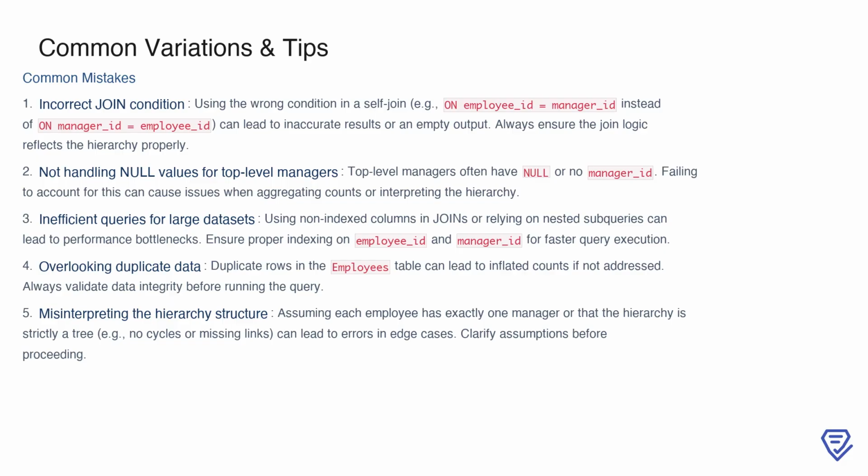Another issue arises when failing to handle null values for top-level managers. These managers often have no manager_ID, so if your query doesn't account for that, it could lead to missing data or incorrect aggregations. Performance is another area of concern. Queries involving large datasets can become inefficient if non-indexed columns are used in joins or if nested subqueries are over-relied upon. To address this, ensure that employee_ID and manager_ID are indexed for faster execution. Additionally, duplicate data in the employees table can inflate results, so you should always validate data integrity beforehand.